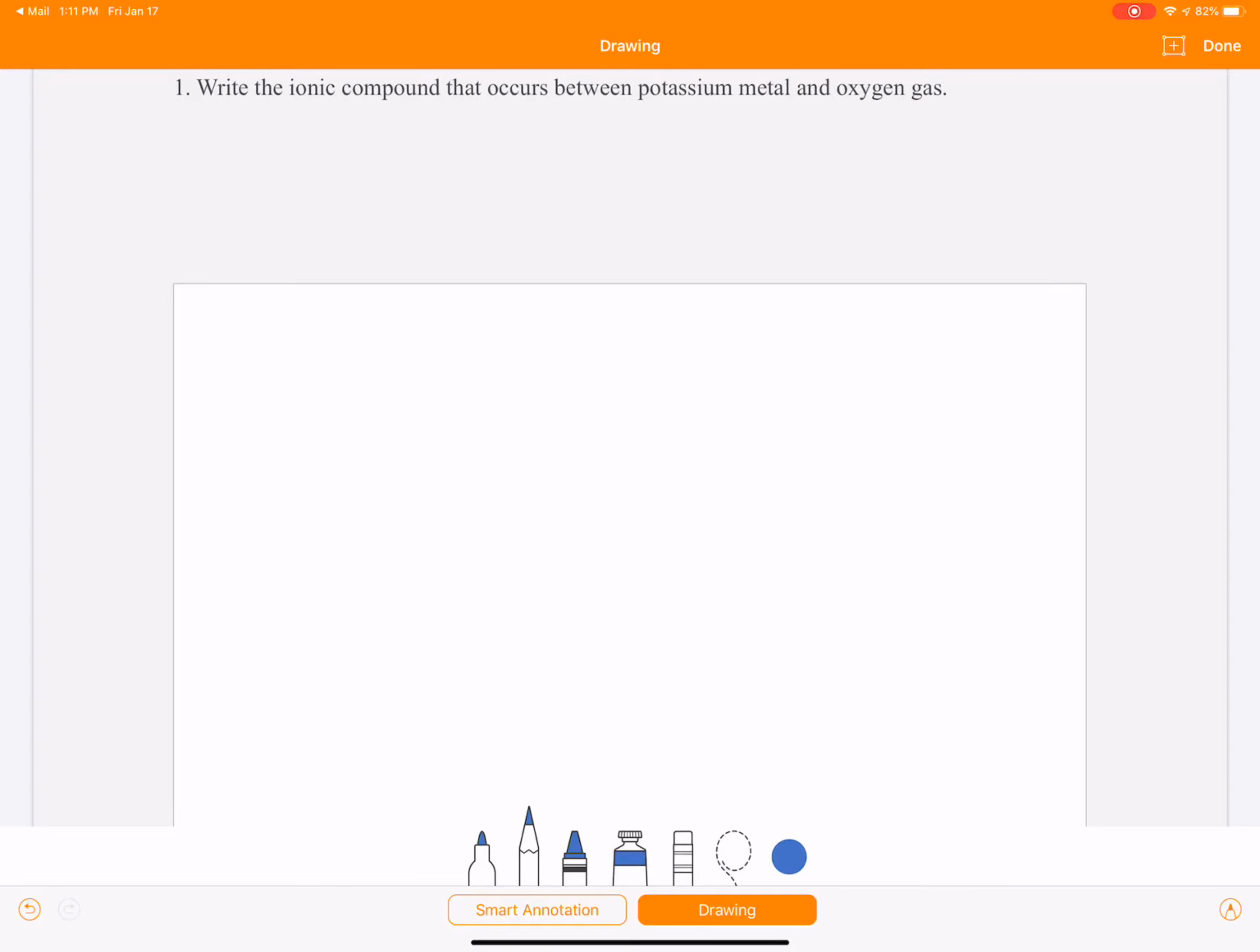So what we're going to do here first is write a simple ionic compound and just review how to do that. So write the ionic compound that occurs between potassium metal and oxygen gas. So now would be a good time to get out your periodic table if you don't have your charges memorized. And if you're new to chemistry, you probably won't, and that's perfectly normal. So potassium metal has a +1 charge, while oxygen gas has a -2 charge.